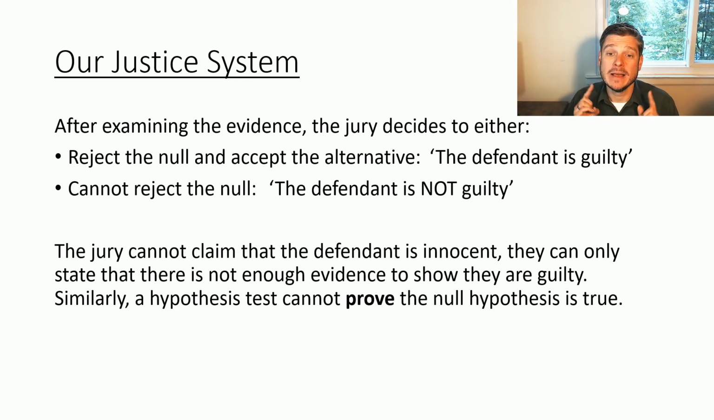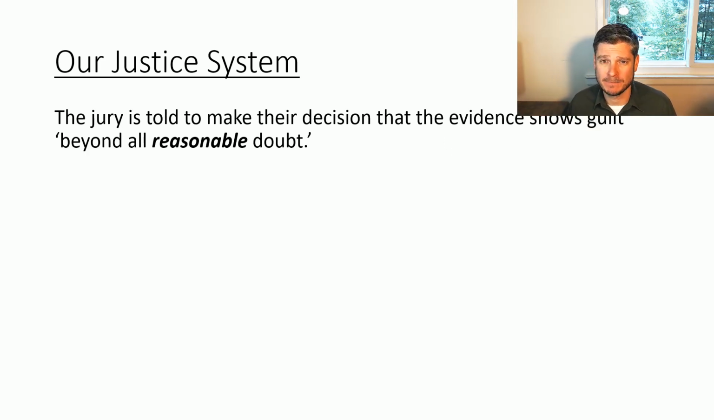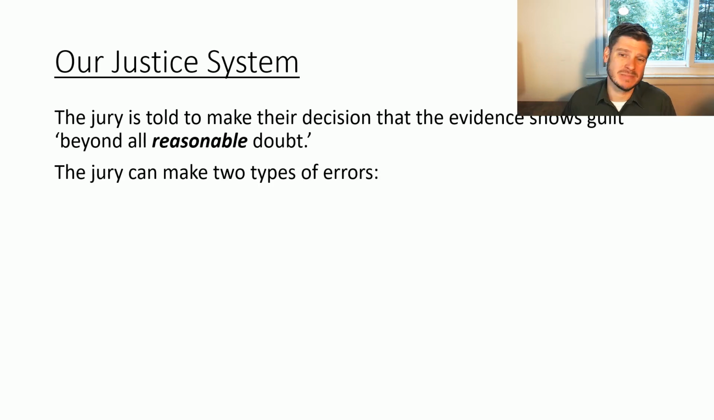All right. Similarly, a hypothesis test can't prove that the null hypothesis is true. It can't actually prove that any hypothesis is true. It just provides that evidence. Now, the jury is always told to make their decision that the evidence shows guilt beyond all reasonable doubt. So what does reasonable doubt mean? Well, it can mean different things in the court system, but let's think about it in the context of the errors that a jury can make.